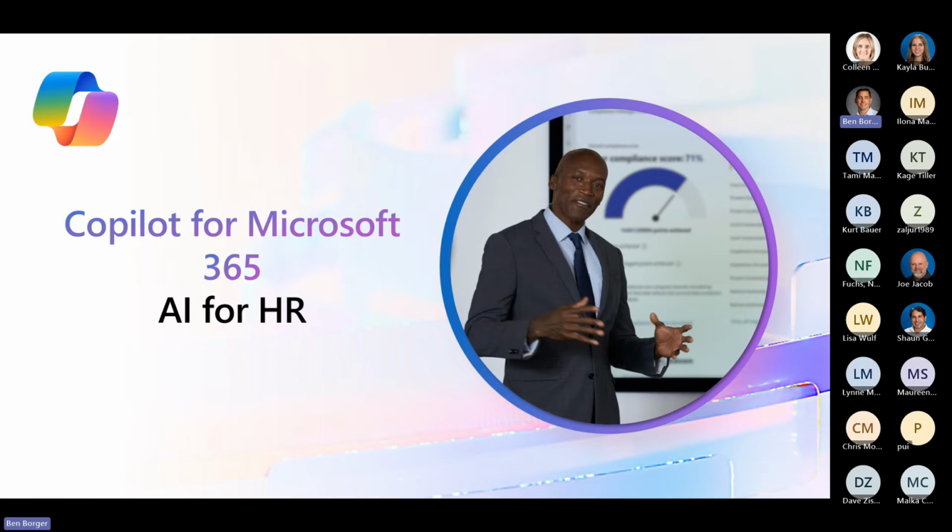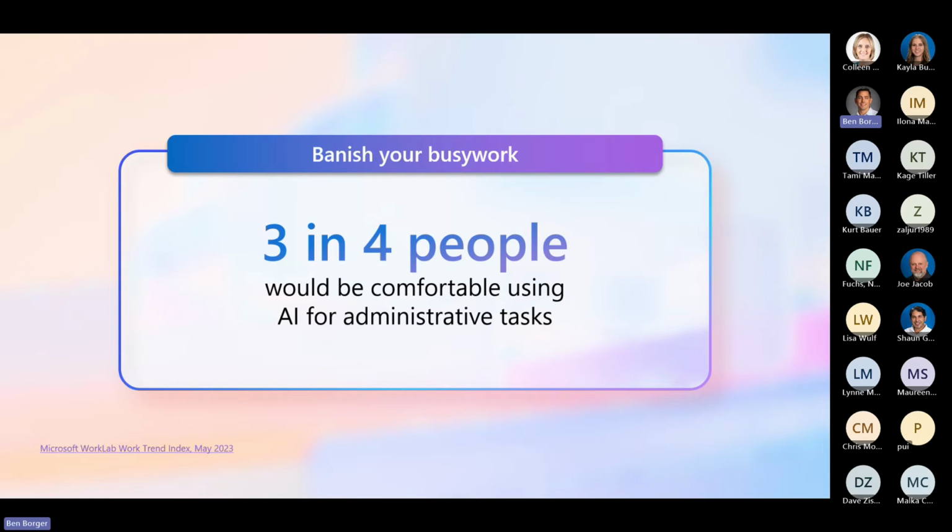Now let's take a look at how Copilot can help HR within your organization get more accomplished in less time so they can focus on people instead of emails. But first, another interesting stat from the Work Trend Index: 3 out of 4 people are comfortable using AI for administrative tasks like summarizing and drafting emails.